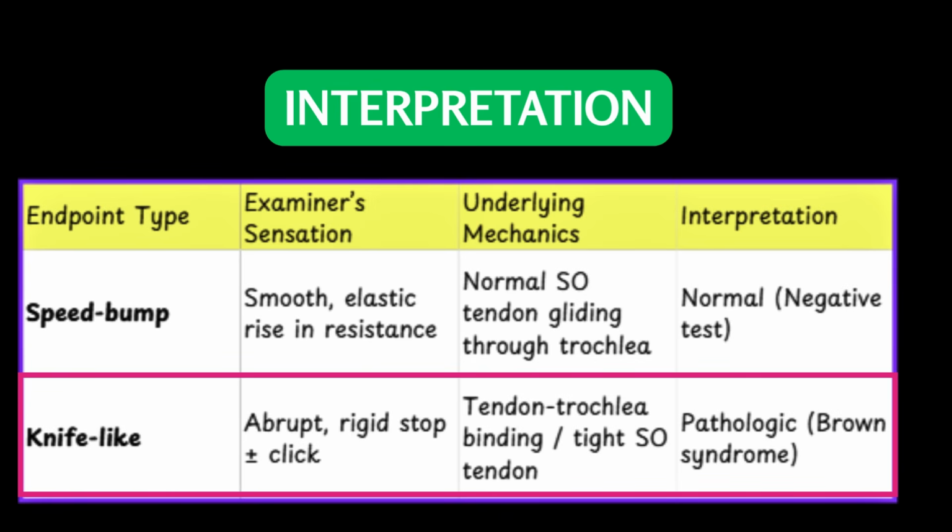So remember, in Brown syndrome, your forced duction test will be positive in elevation during adduction, and this forced duction test will become more positive as you retropulse the globe. So in short, a healthy normal tendon gliding through the trochlea will give you a speed bump like resistance, whereas in superior oblique restriction, as in Brown syndrome, you're going to have a knife-like stop or click. This difference becomes even more obvious when you apply retroplacement during the test, and therefore that test is known as the exaggerated forced duction test.